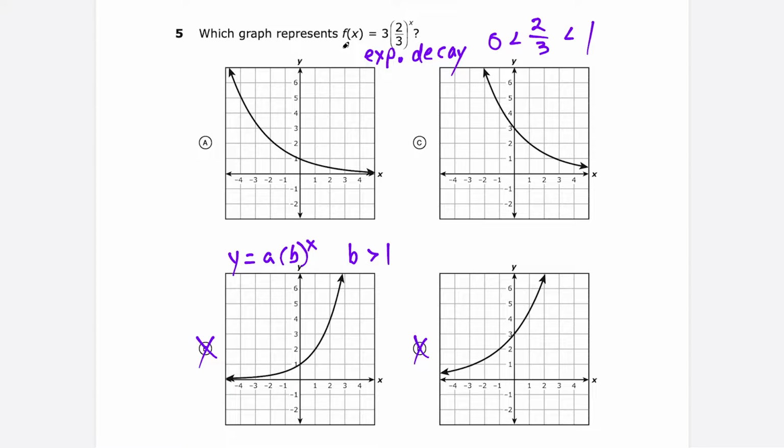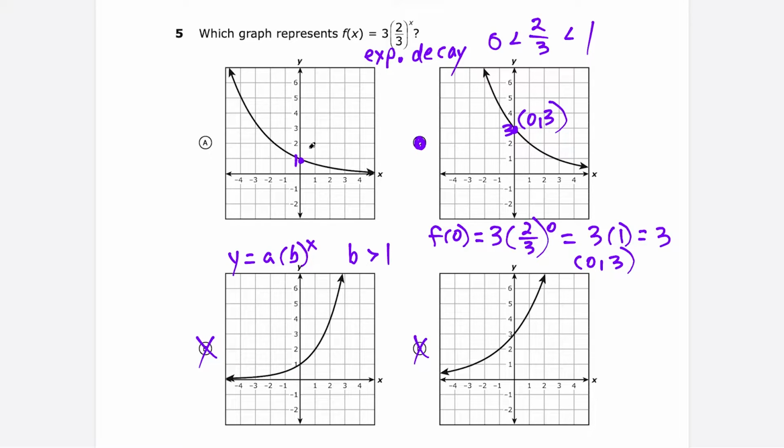And now the next thing I could do is just plug in 0, because notice that over here when x is 0, y is equal to 1. And when x is 0 on this graph, we have y is equal to 3. So if I plug 0 into the function, I have f of 0 is equal to 3 times 2/3 to the 0 power, and then 2/3 to the 0 power is 1, and 3 times 1 is equal to 3. So this tells us that the point (0, 3) should be on the graph of the function. And notice that corresponds with choice C, that (0, 3) is this point over here, but this graph would have the point (0, 1), not (0, 3). So that's how I know A is out.